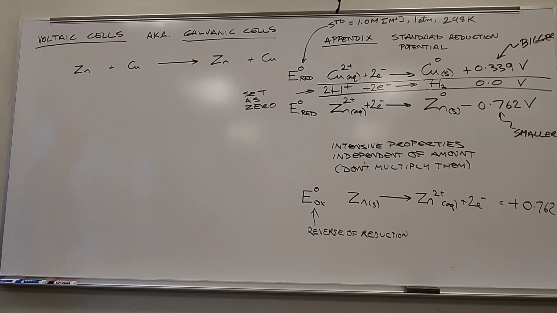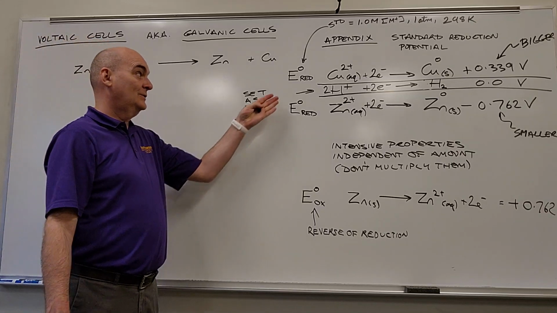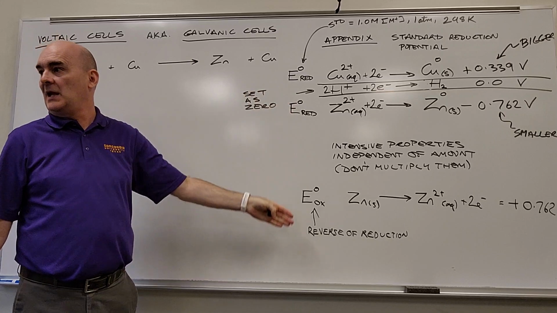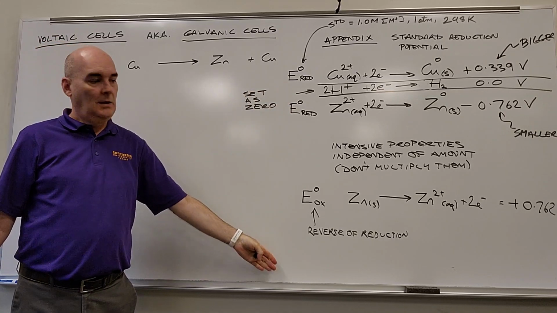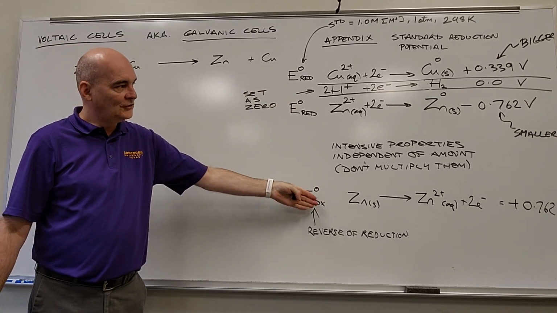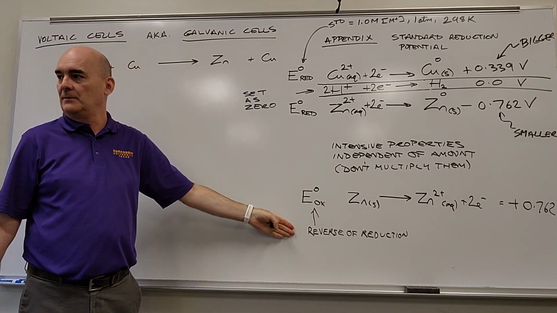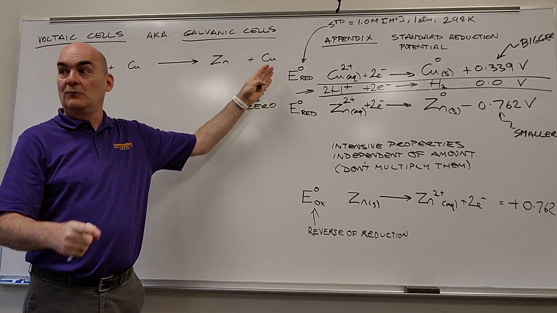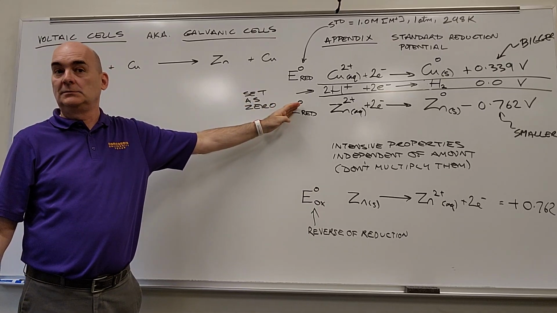We could have an appendix that has all the reduction potentials in it, and then another appendix that has all the oxidation potentials in it. But knowing that they are just the opposite of each other, I'm only going to give you one table. Reduction potentials.